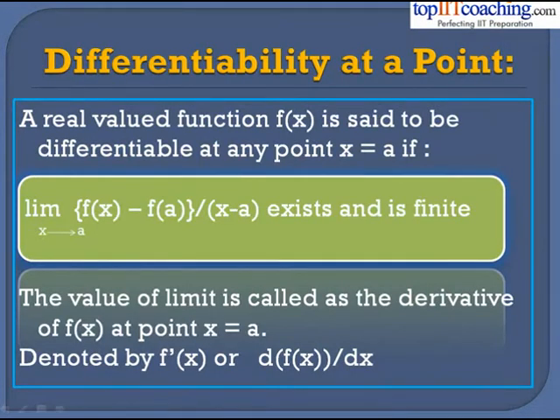Now let's look at how to find the differentiability at a point. So if we say that f(x) is a real valued function, then f(x) is said to be differentiable at any point x equal to a if the limit of (f(x) minus f(a)) divided by (x minus a) when x tends to a exists and is finite. So the limit should exist and should be a finite number. This cannot be equal to infinity.